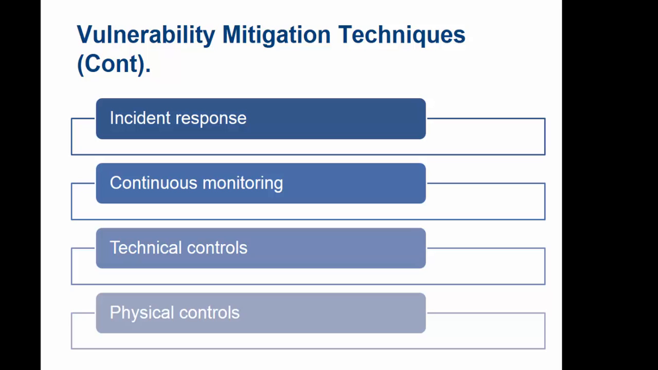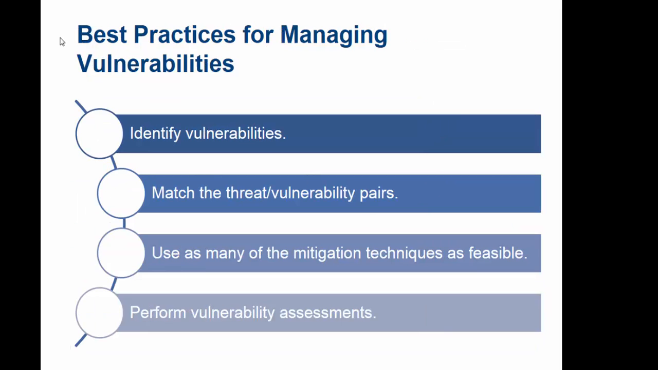You could always implement technical controls. There are physical controls, which prevent unauthorized personnel from having physical access to areas with your systems. So the best practices for managing vulnerabilities within your IT infrastructure are, one, you need to identify the vulnerabilities. And two, you need to match the threat-vulnerability pairs, just as we mentioned earlier. Use as many of the mitigation techniques as feasible. And we mentioned some of those earlier.